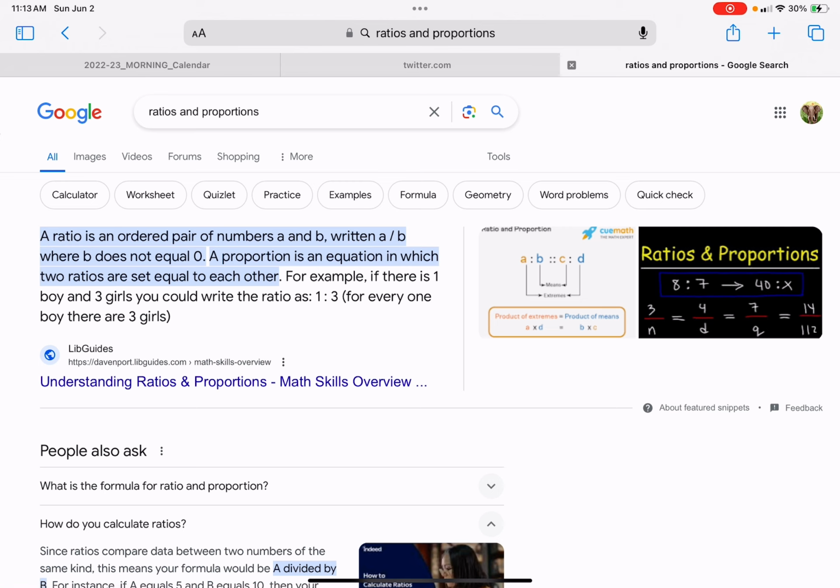The next one is going to talk about equivalent ratios. Equivalent ratios are ratios that express the same relationship. Now we're going to go further with your book. You're going to talk about ratios. Now we need to talk about the rate of it.